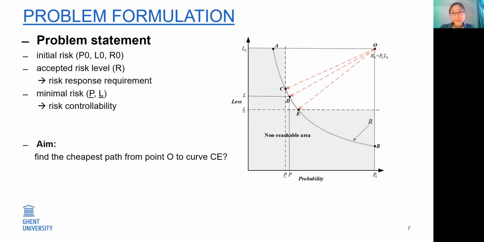However, in most projects, the risks can't be removed completely. Thus, to capture this risk controllability, we set a minimal value for both risk probability and risk loss. After setting this minimal value, we can see that the path OA and the path OB are no longer feasible. And thus, the goal of the risk response is to reduce the risk from point O to the curve CE, and our aim becomes to find the cheapest path from point O to the curve CE.